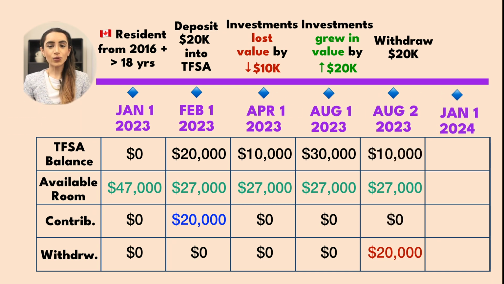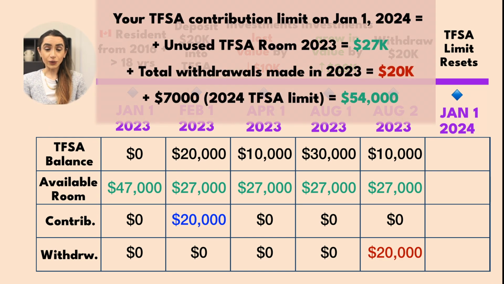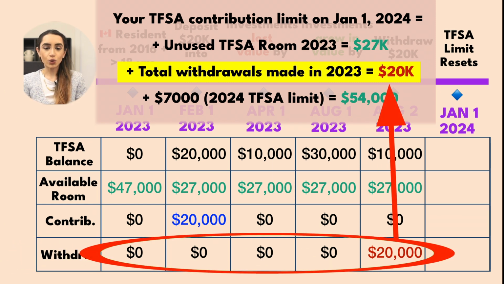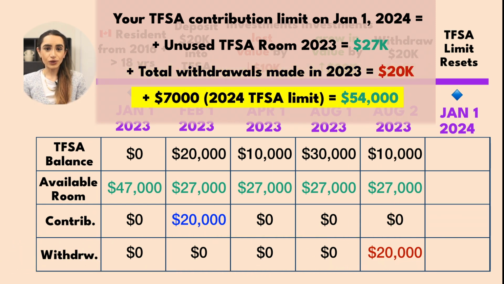Now on January 1st, 2024, your TFSA limit resets. We assume the value of your investments stayed the same. Using the start of the year formula, your TFSA contribution limit on January 1st, 2024 is equal to the unused TFSA contribution room at the end of 2023, which is equal to 27K, plus the total withdrawals made in 2023, which is equal to 20K, plus $7,000, giving you 54K.